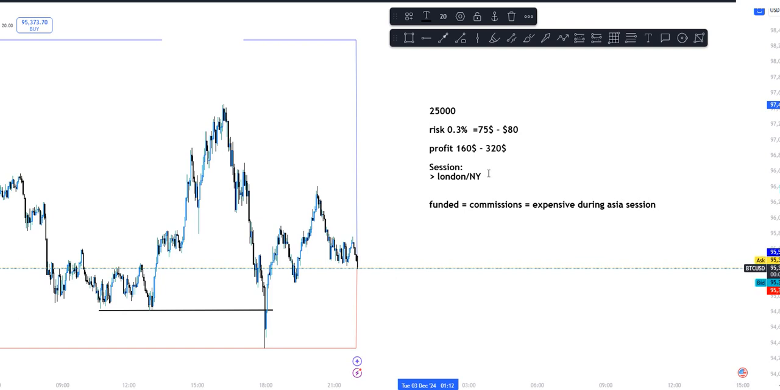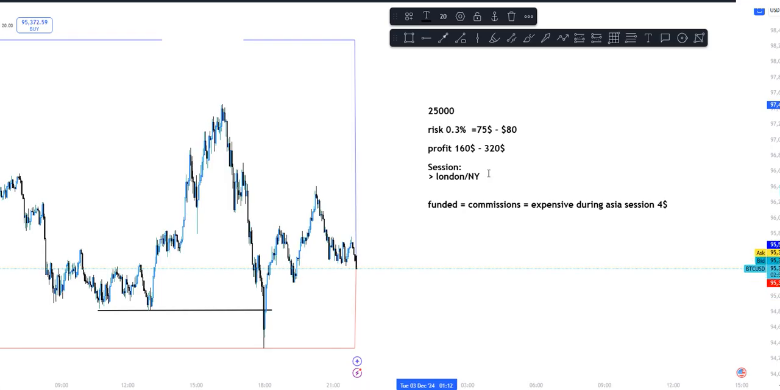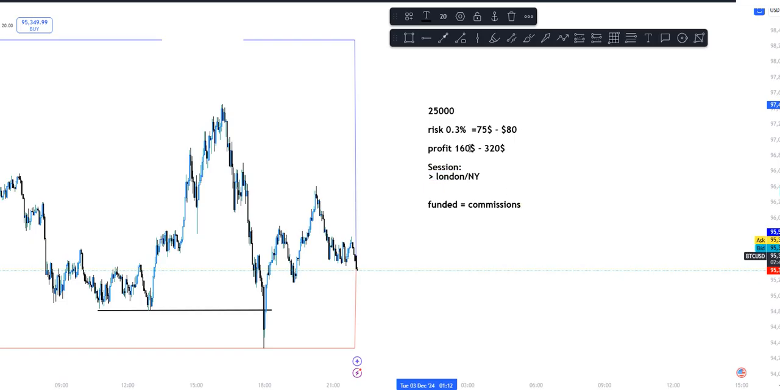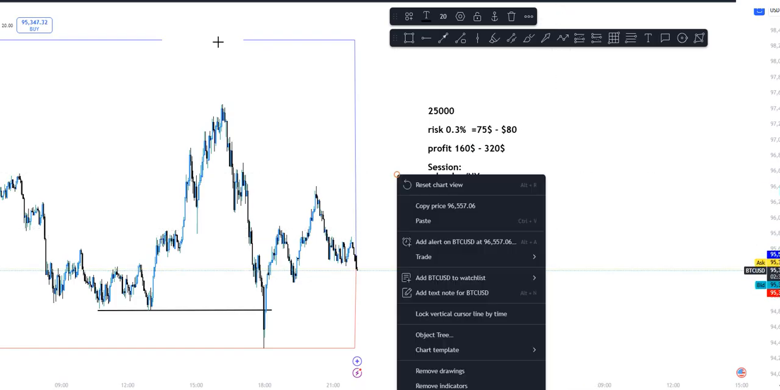The commission can range from like $4 all the way to like $70 depending on how much profit you're making. So you want to be very careful with commissions. Commission will be taking away some of your profit. Let's say you make 160, then they can eat away some of that profit. Okay, anyway, let's dive in.